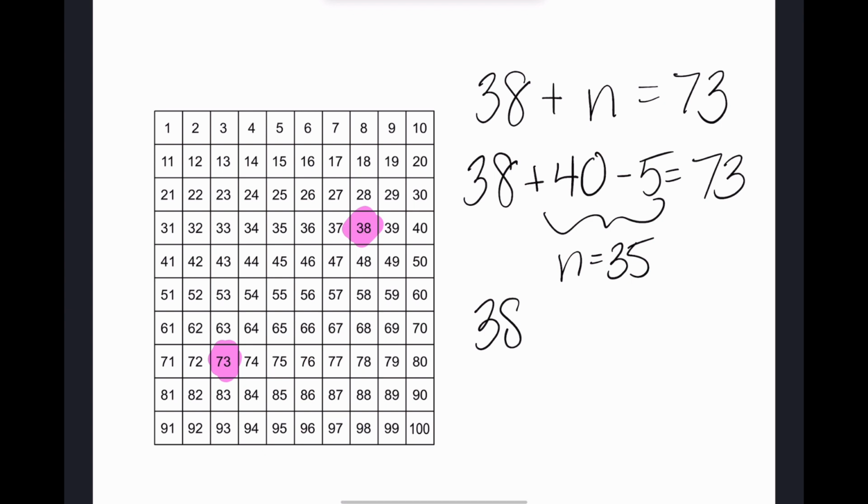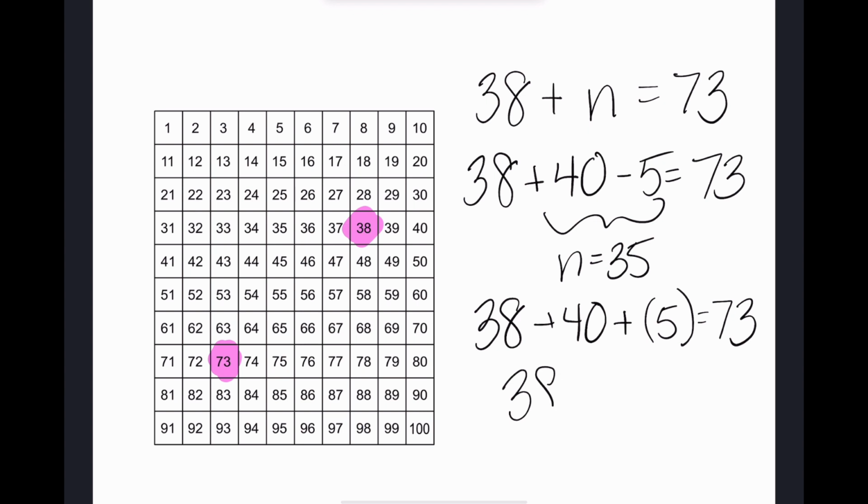Or I could have seen it as 38 plus 40 plus, if I'm having this to be all addition only, a negative 5. And I'm still doing 38 plus, in this case, it's still going to be 35 to get to 73. So that's the game I was kind of playing: if we were just doing addition sentences only, what would I have to add to get from one number to the other? And that was such an interesting game to play. So I was just really curious. Let's see if I can change this into an addition sentence in another way.